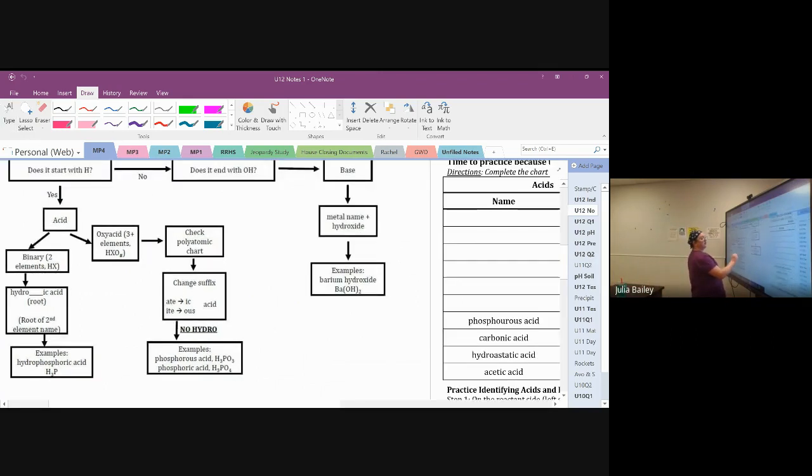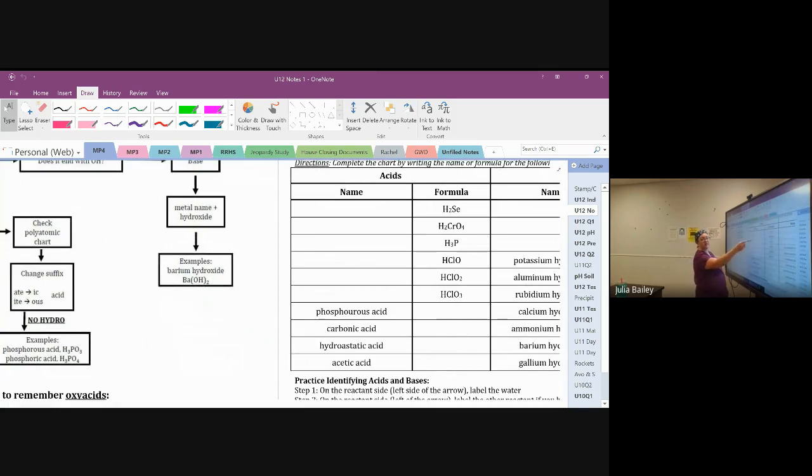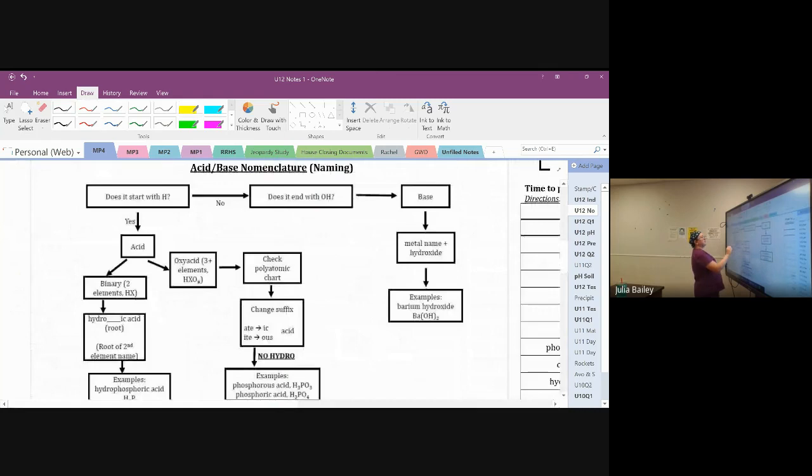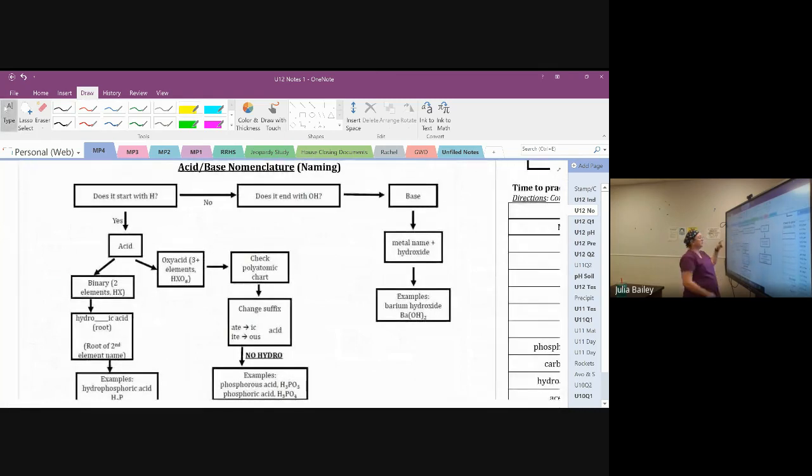Okay, the first problem in this chart that I'm going to be looking at is just the very first one, H2Se. Okay, so this is where I'm starting. And we've got to figure out how to write a name for this formula. So we look at the flow chart. Does it start with an H? Yes, so it's an acid, okay? The H2Se that we're working on right now does start with an H. So yes, it's an acid.